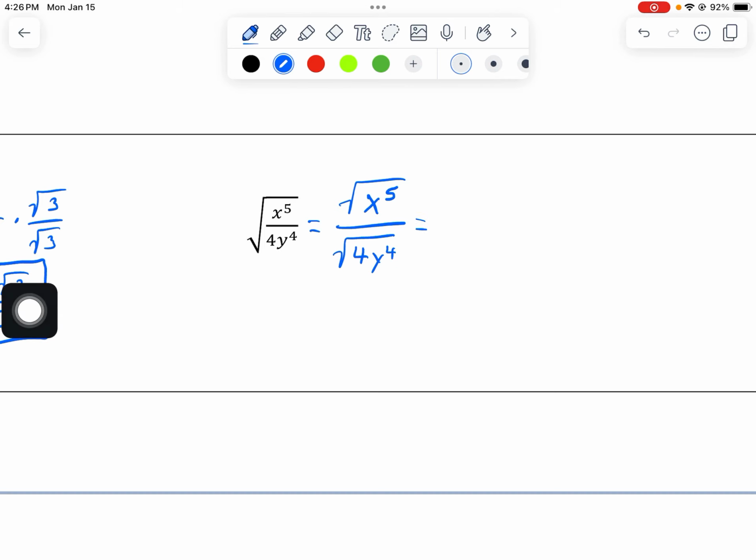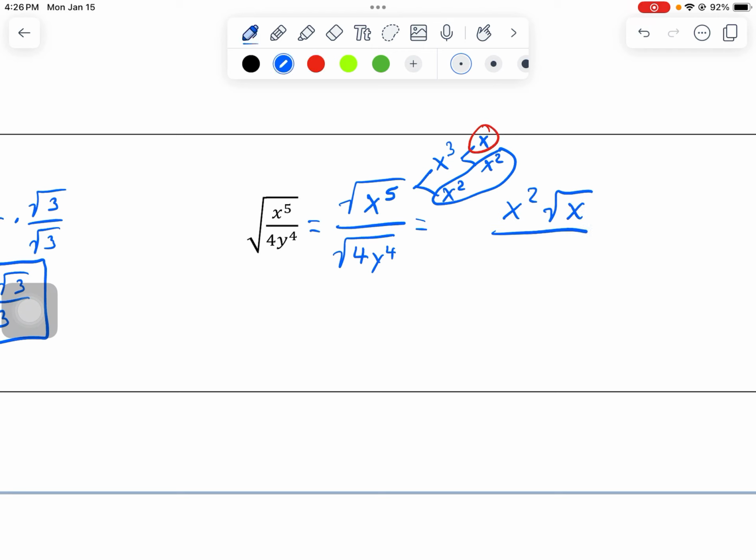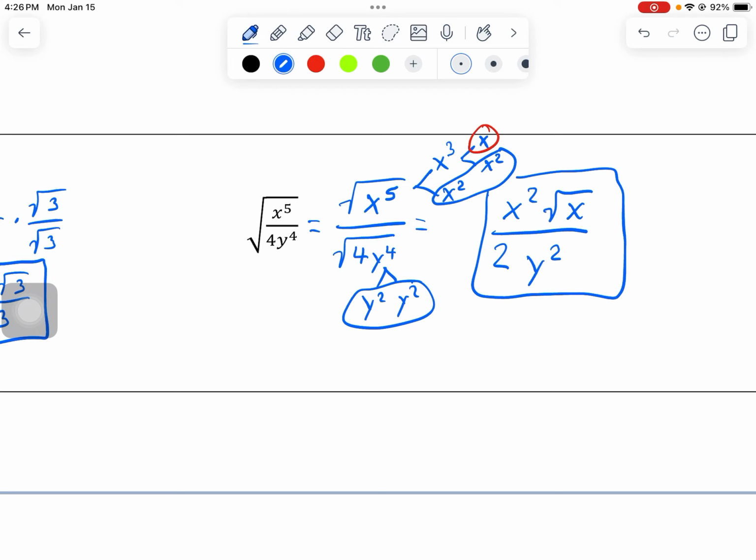So on the top, I know that I could break this into groups of x cubed, x squared, and then I could do x and x squared. So here's a group that I could pull out. So then my answer would be x squared, and I would still have this lone x left inside, over, now the bottom, 4 is a perfect square, so that would come out as 2. And then this could break up into a group of perfect squares as well, so we can pull out a y squared. So then this is the answer I'm looking for on this one.